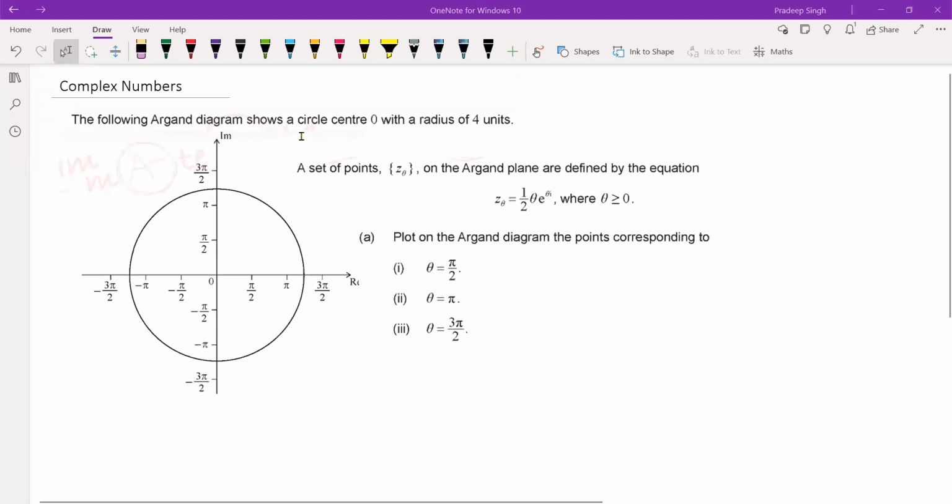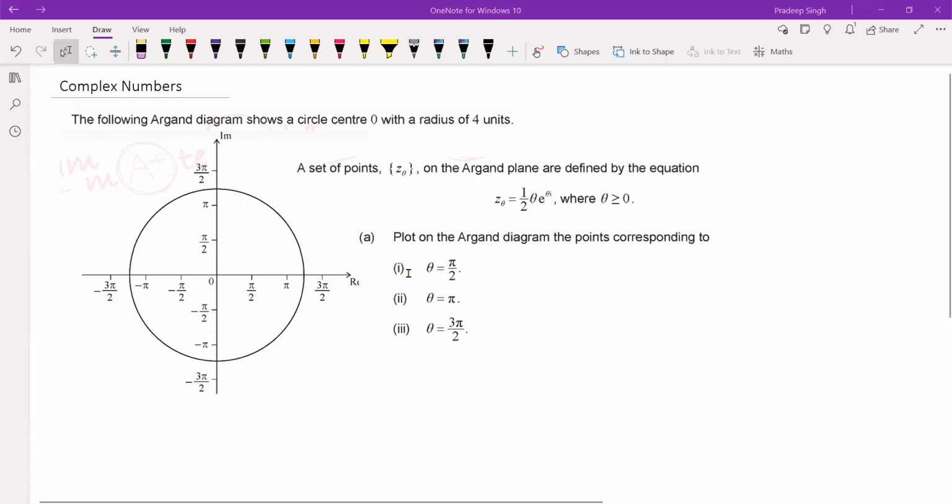The following Argand diagram shows a circle centered at 0 and a radius of 4 units. Then they have mentioned that the set of points on this plane, basically on this curve, on the circle, are defined by this equation. The question is: plot on this diagram the points corresponding to different angles, different thetas.